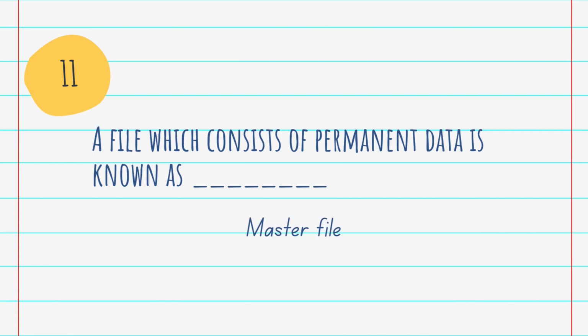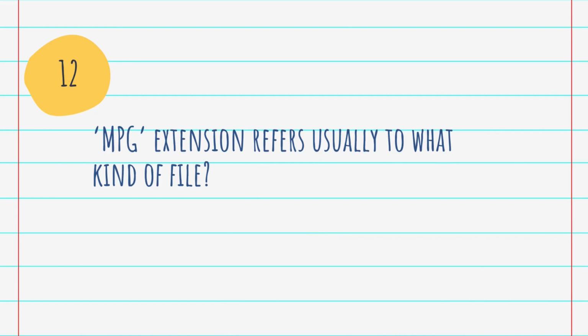Master file contains descriptive data such as names and addresses, as well as summary information such as amount due and year to date sales. Question number 12. MPG extension refers usually to what kind of file? Answer is animation or movie file.